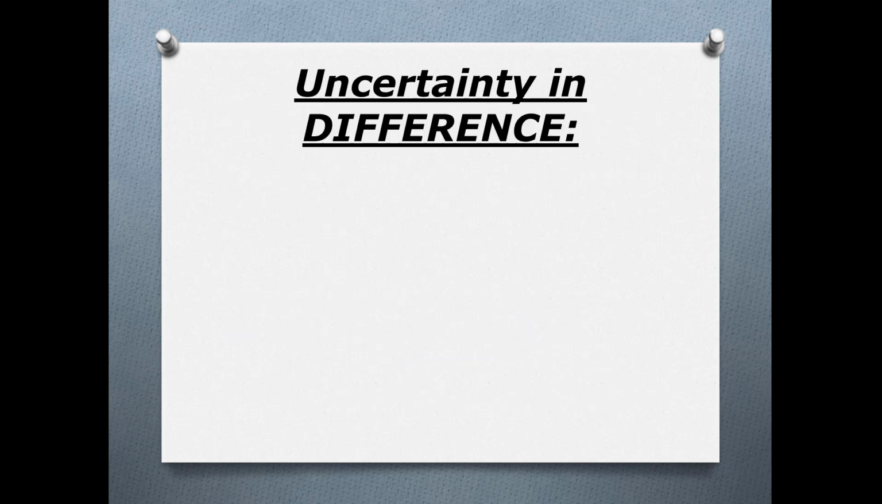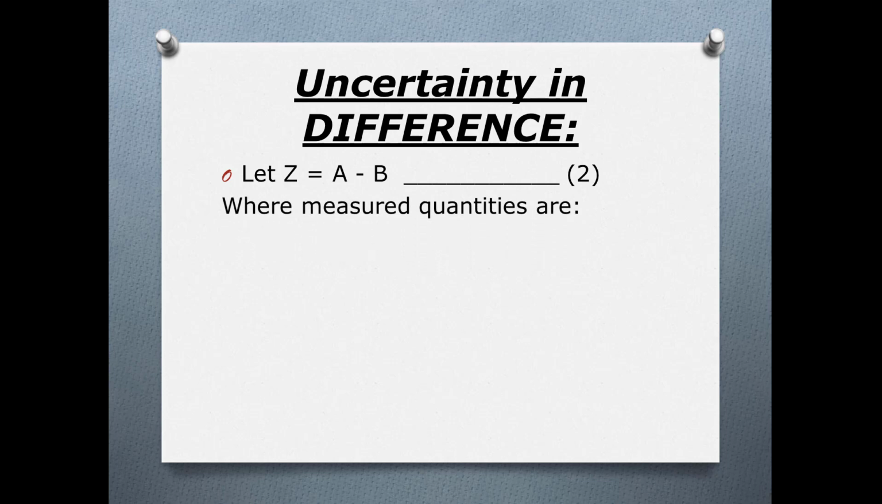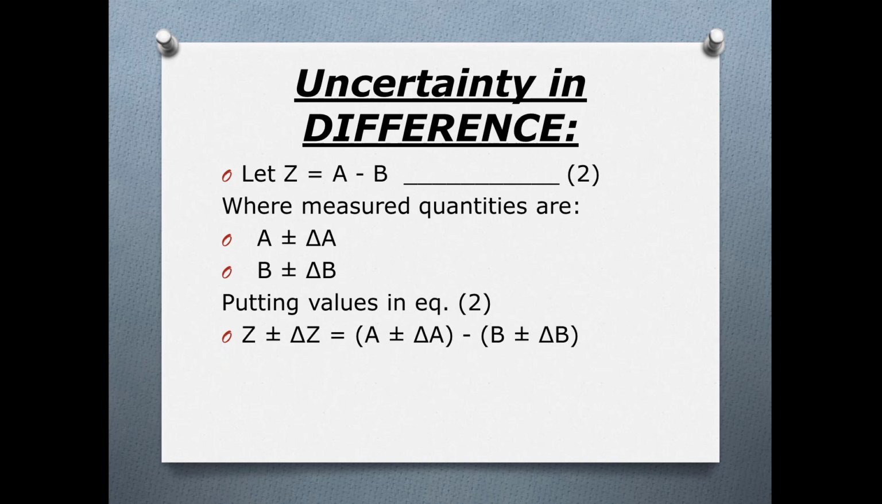If we are talking about uncertainty in difference, the same procedure will be followed. We have a result which is Z. Let Z be equal to A minus B, where the measured quantities are A plus minus delta A and B plus minus delta B. So we are putting these values in equation number 2. We will get again Z will become Z plus minus delta Z, A will become A plus minus delta A with a different sign, B plus minus delta B. So over here, what do we have to do? We have to combine the true values and we have to combine the uncertainties.